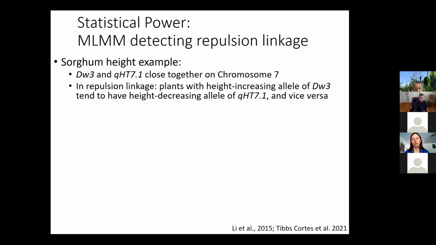An example of that comes from sorghum height. DW3 and QHD7.1 are genes that both control plant height in sorghum and are located very close together on chromosome 7. They are also in repulsion linkage. The plants, at least in the population we looked at, plants with height increasing alleles of DW3 tend to have the height decreasing allele of QHD7.1 and vice versa.